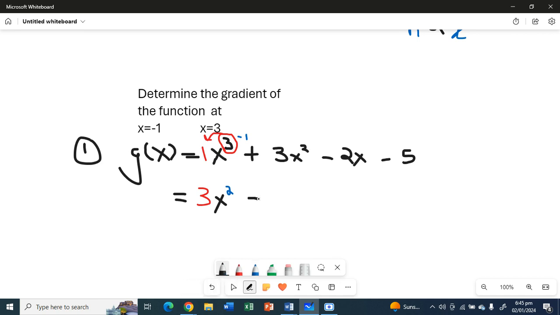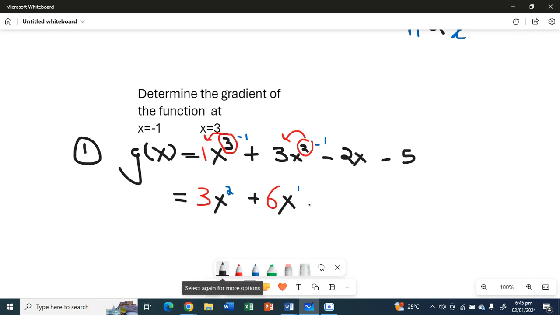Plus, we have 3x squared here. So we multiply the exponent again, 2 multiplied by the coefficient, which is 3 here. 2 times 3 is 6. We have x here, and as always, we subtract 1 from the exponent. 2 minus 1 is 1. So we have 6x to the power 1.